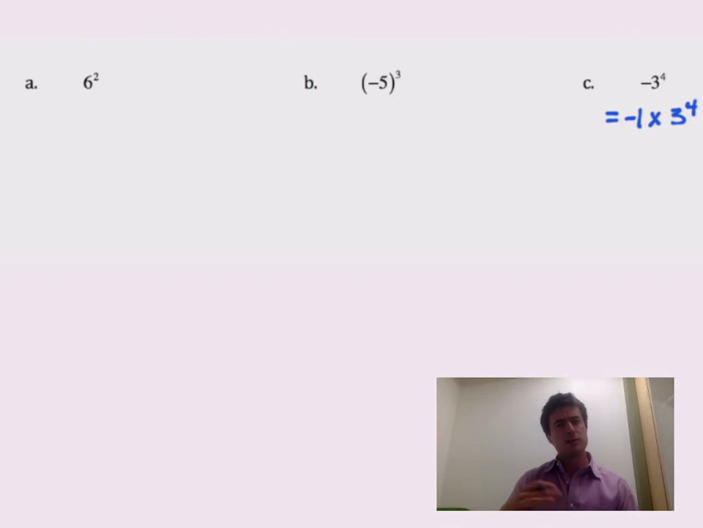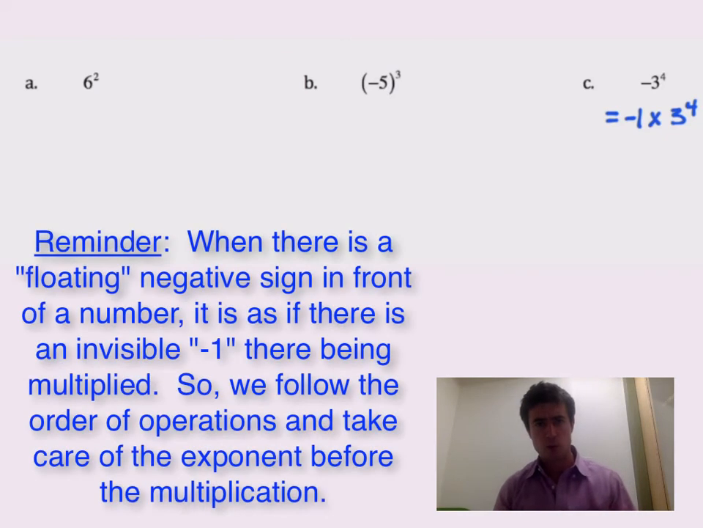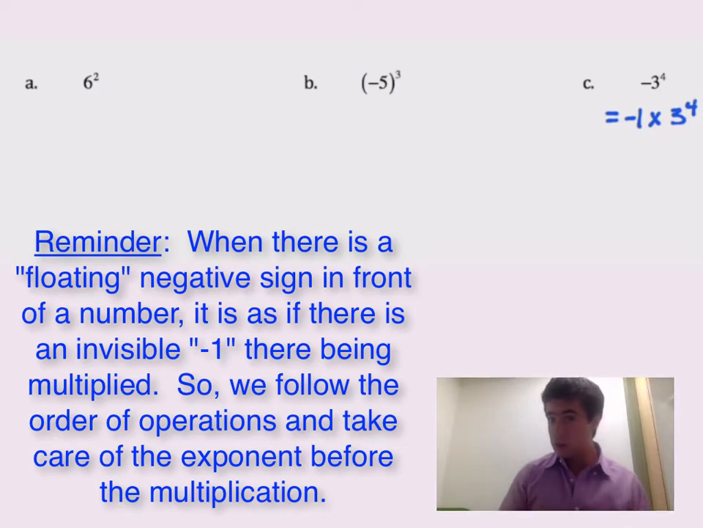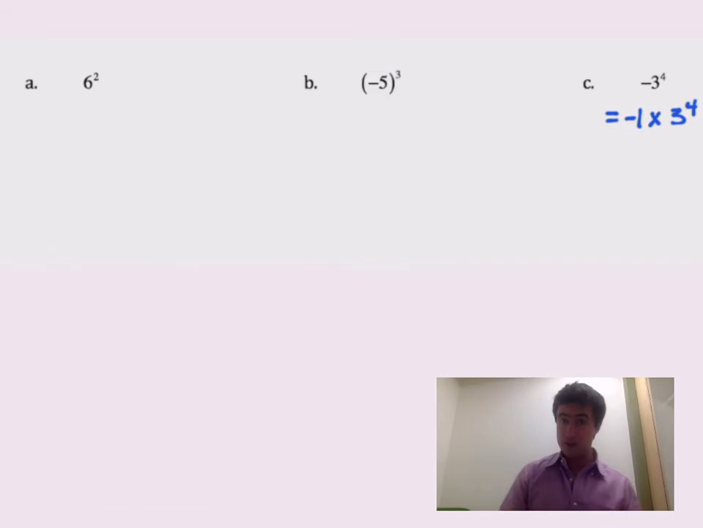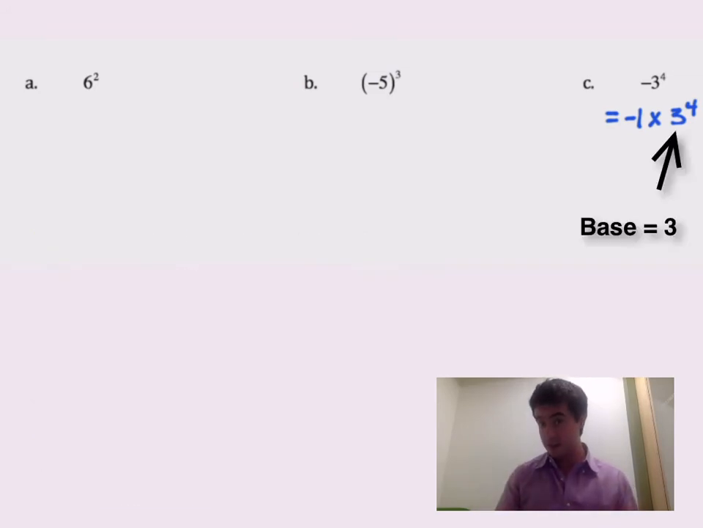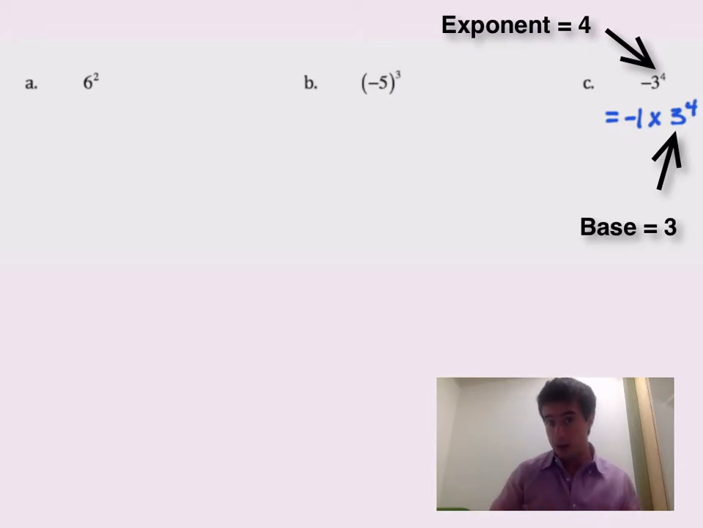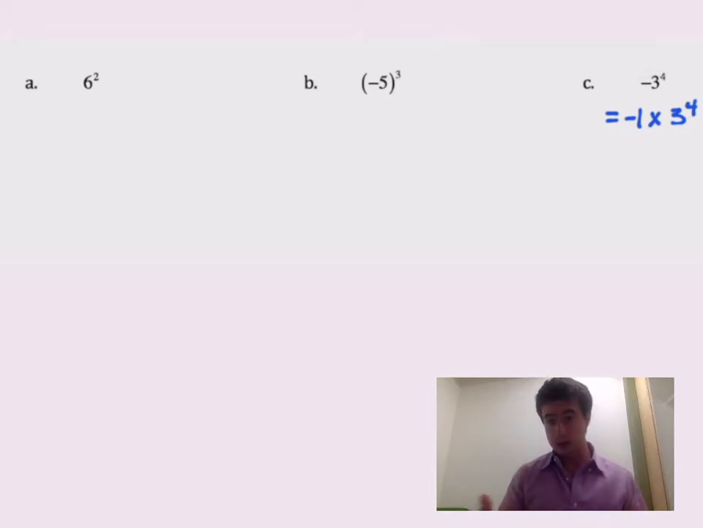Whenever we see one of these floating negatives out in front of some quantity, it's really an invisible -1 being multiplied there. And order of operations tells us that we do exponents before we carry out any multiplication. So in this case, the number that's being raised to a power is actually 3. In this case, 3 is our base, and 4 is our exponent, and that -1 is just a number out in front that's being multiplied there.